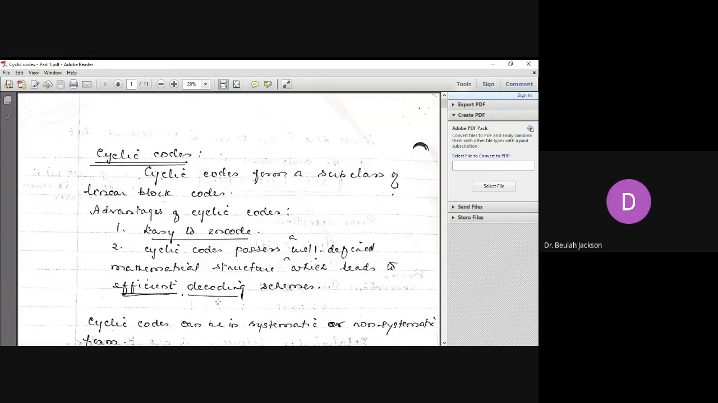Now we are going to learn about the cyclic codes. Cyclic codes form a subclass of linear block codes. You know what is a linear block code. And there are several advantages of the cyclic code because we have got some disadvantages in the linear block code.